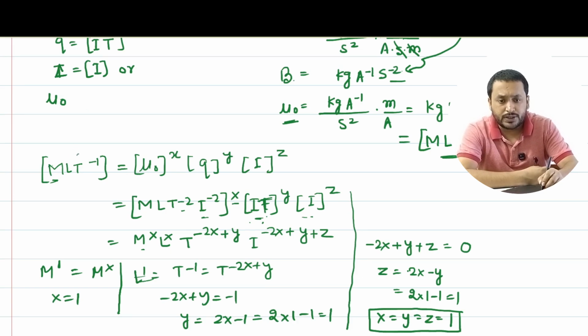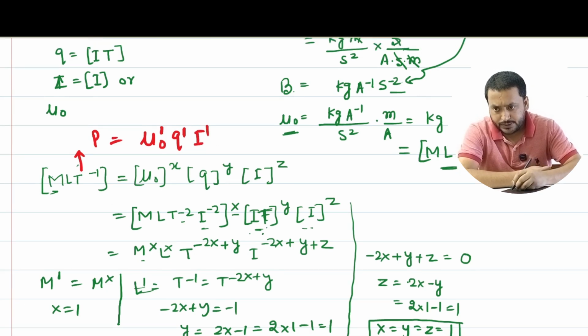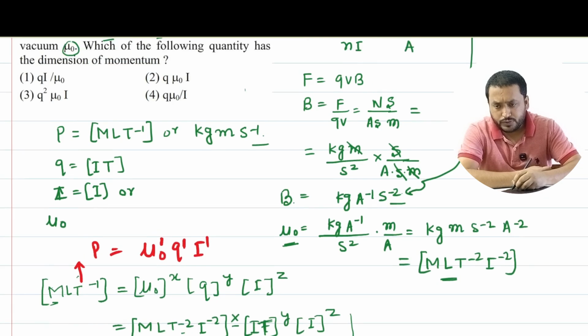how is this momentum related with mu naught? So mu naught to the power x, which is 1, q to the power 1, and I to the power 1. So it's mu naught q I, right? And if you look at the options, option 2 is correct.